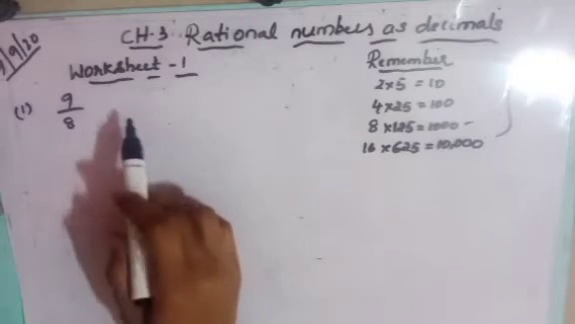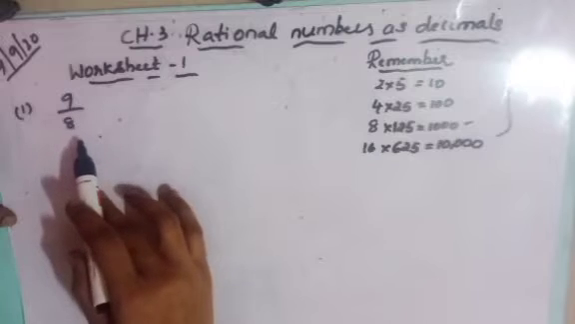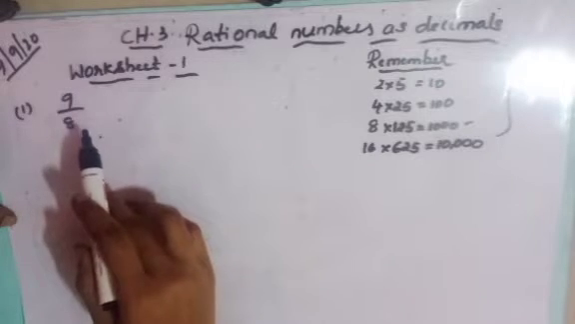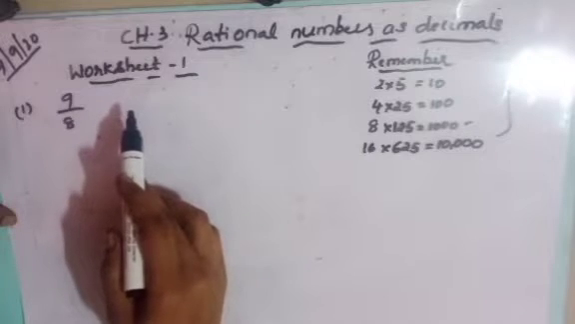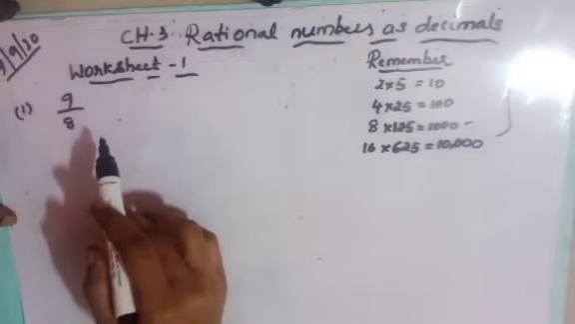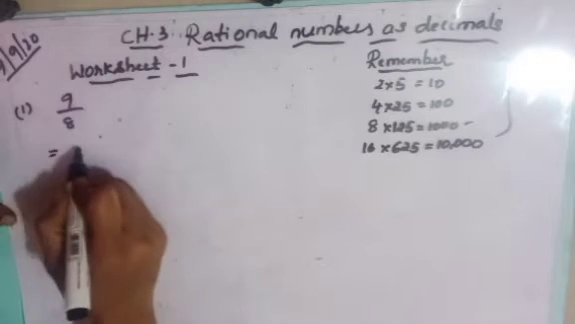Let us solve worksheet 1. First question, that is 9 by 8. So we had to convert these rational numbers as decimals. So we had to express these rational numbers as decimals. So let us solve the problem, that is 9 by 8.